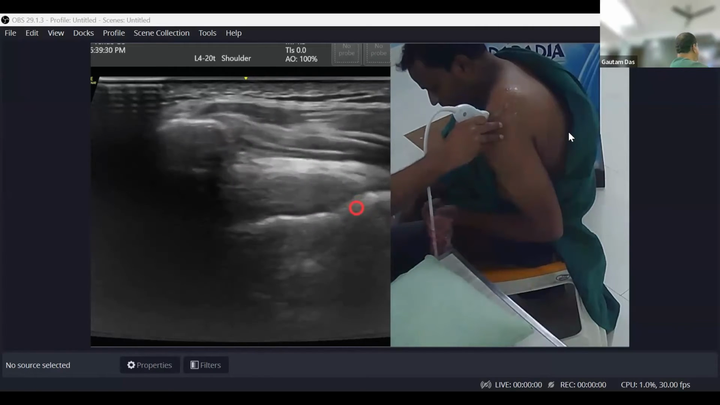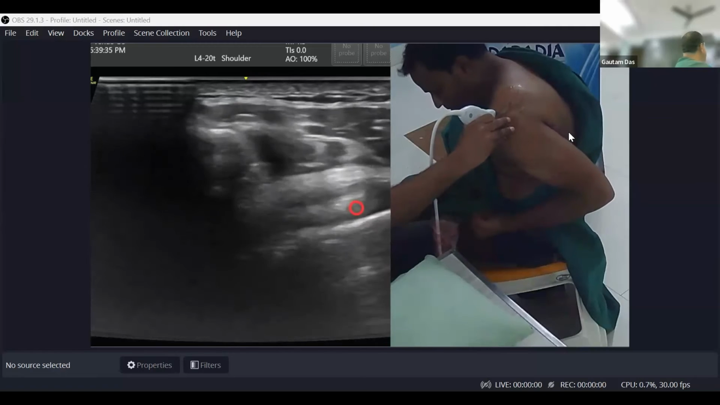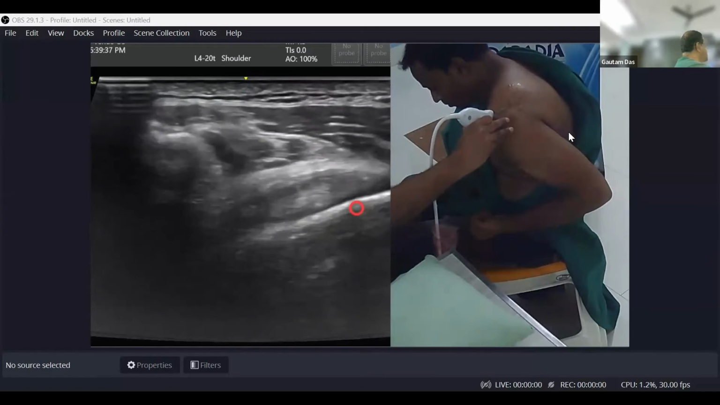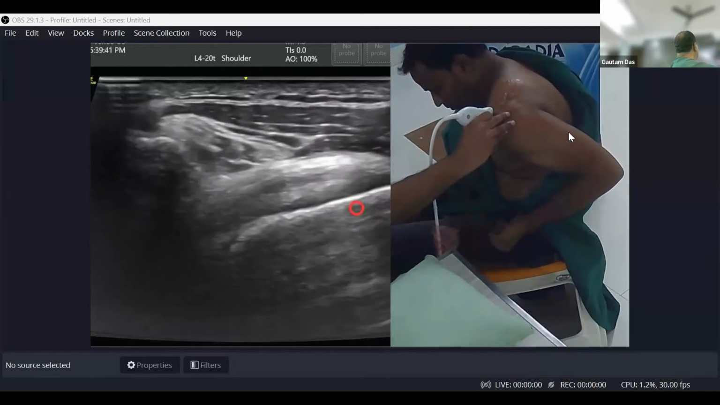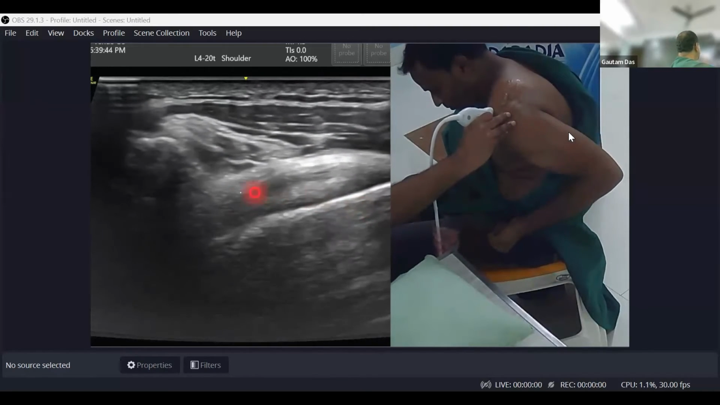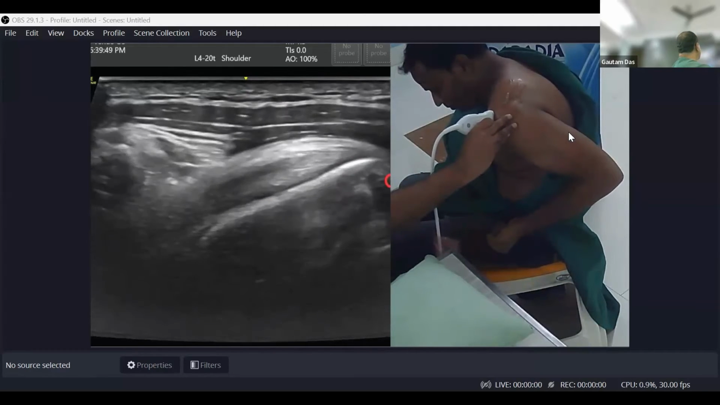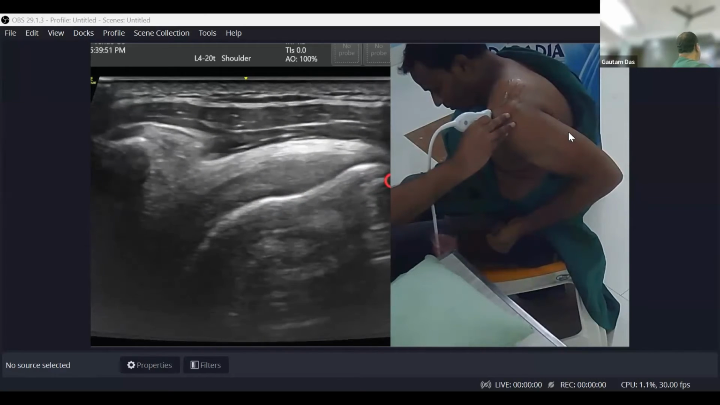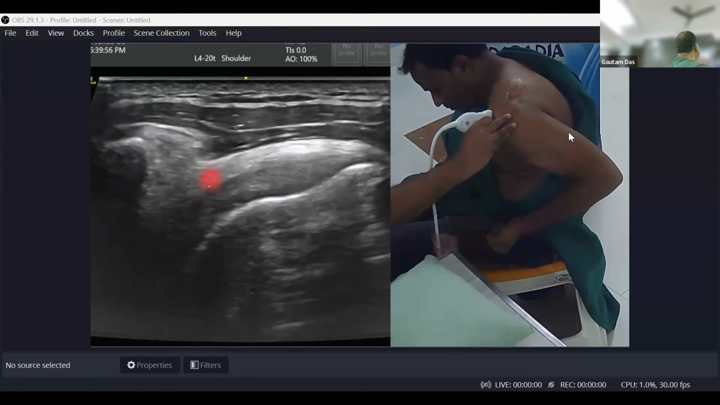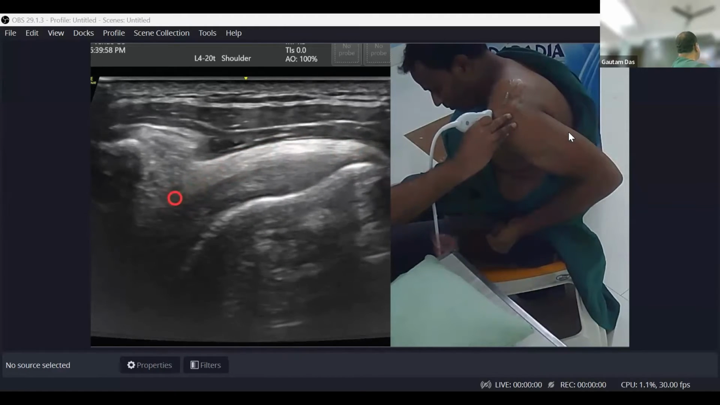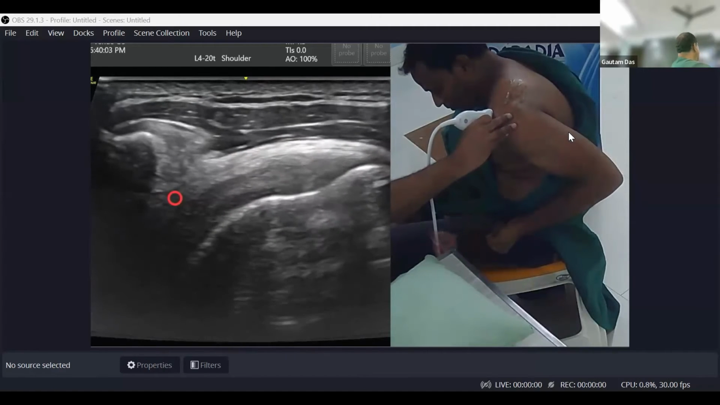But the supraspinatus tendon will be seen better if we are having the clasp position or modified clasp position. This is the modified clasp position. So this is how we can see the supraspinatus tendon coming more, and this is your supraspinatus tendon in long axis. And here, the subacromial subdeltoid bursae, here there is no bursitis, but you can see a very faint black line within this white area, that is your bursae.